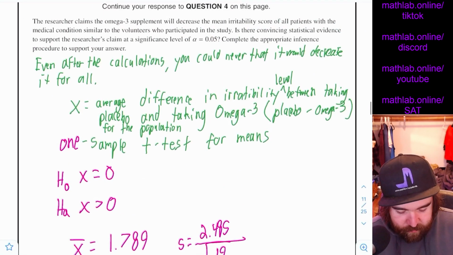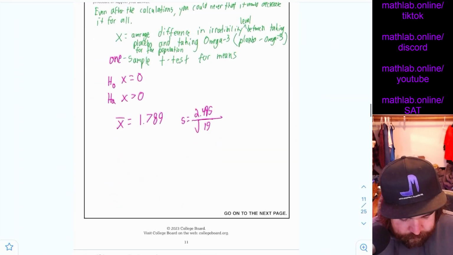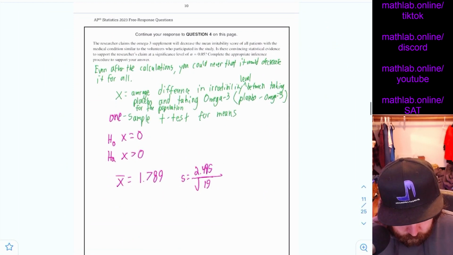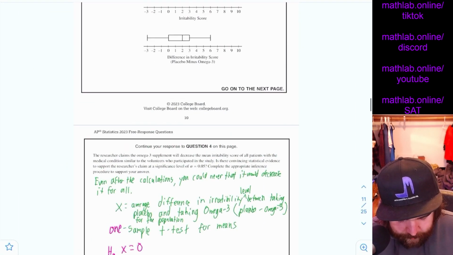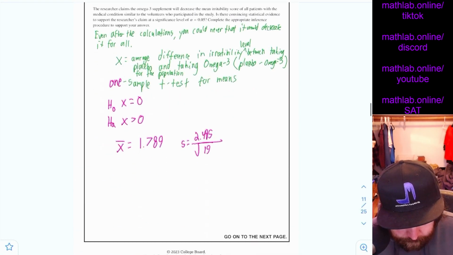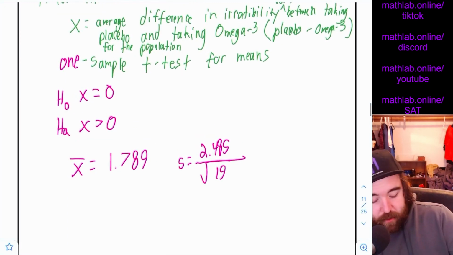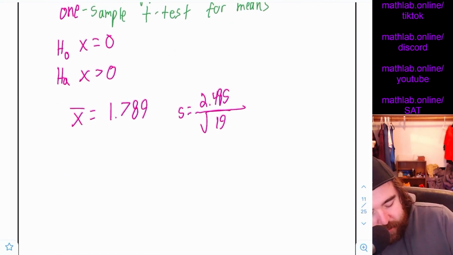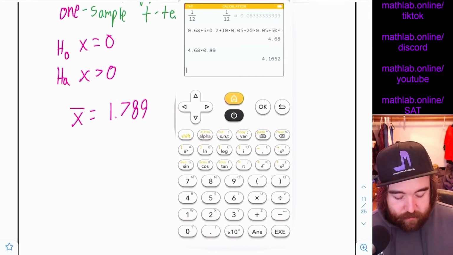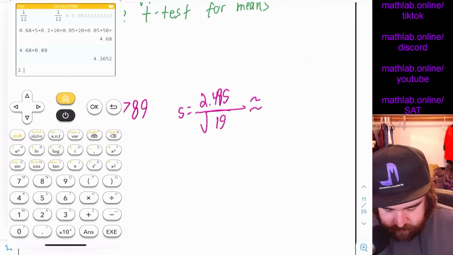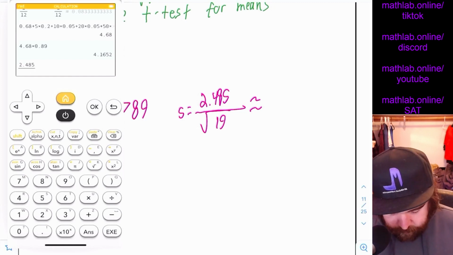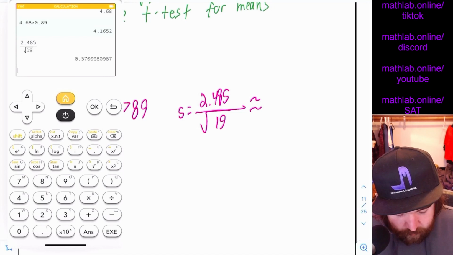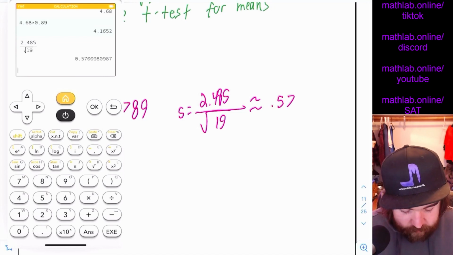And then they want us to calculate a z-score. Wait, now I'm... This is still 0. Well, that's not 0. That's the sample. So then when we do our z-score, they do want us to do these calculations. There is generally a point for the z-score, even though you shouldn't need to calculate it. But we'll calculate the z-score just to make sure. So 2.485 divided by the square root of 19 is roughly 0.57, pretty close to 0.57.